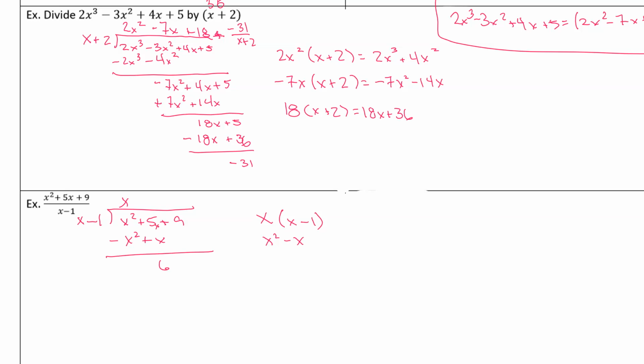You end up with 6x plus 9. X times what is 6x? Well, that would be 6. So we have 6x minus 6. We're going to subtract that. We get a remainder of 15.